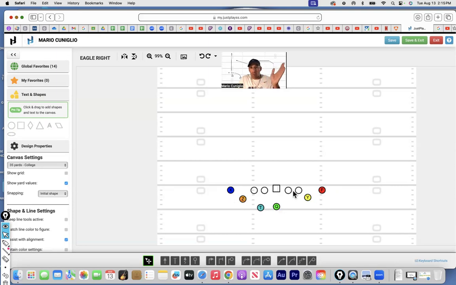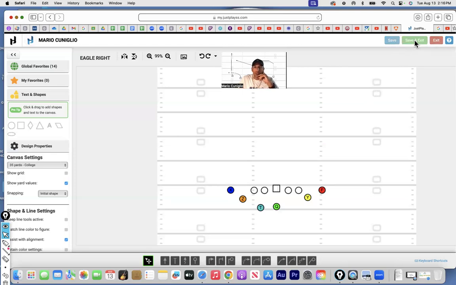Okay. Now, based on where the ball is here, to condense the set, the ball is basically on the left hash. We're putting the F on the hash itself. Okay. And then basically what we're doing with the X is we're condensing him and basically putting him between the left hash, splitting the difference between the left hash and the top of the numbers. Okay. So that's eagle right.